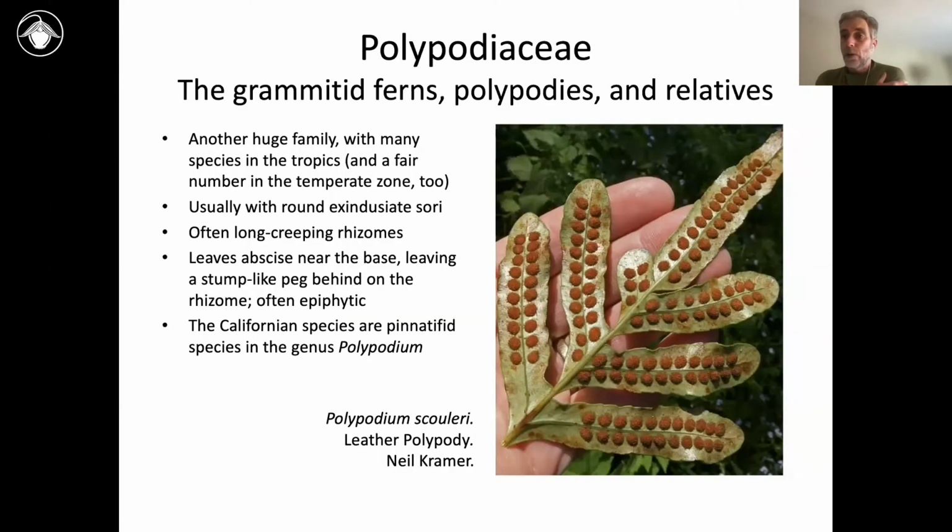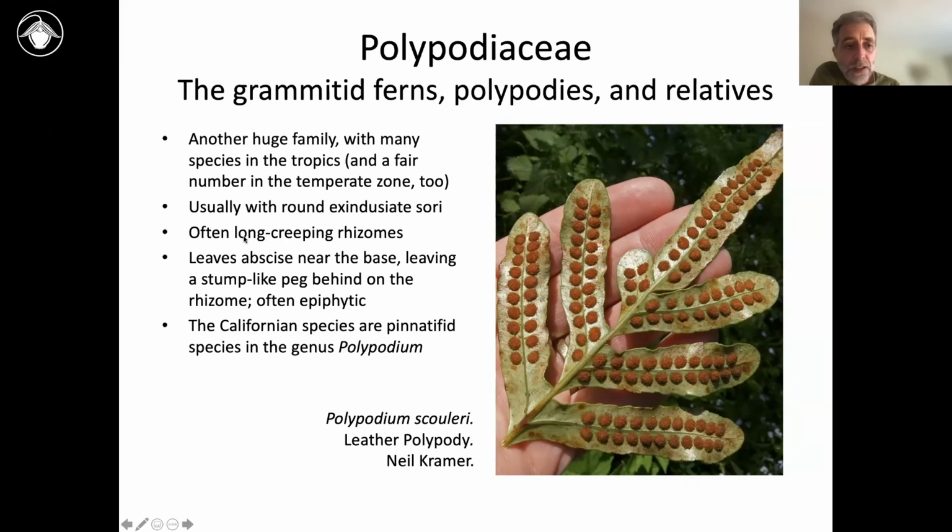Then the other family I want to talk about in the Eupolypods 1 is the Polypodiaceae, which includes the grammitid ferns, polypodies, and their relatives. This is another huge family, especially in the tropics. Actually, we don't have that many here in California. They're also relatively easy to recognize. They almost always have round exindusiate sori. So here's an example, upside down. Look at those round sori with no indusium. Big round sori, no indusium. You have something in the Polypodiaceae.